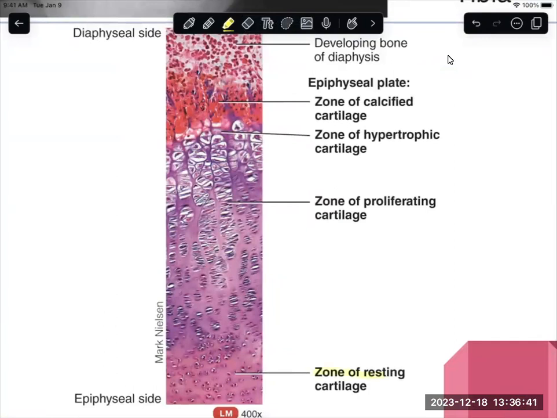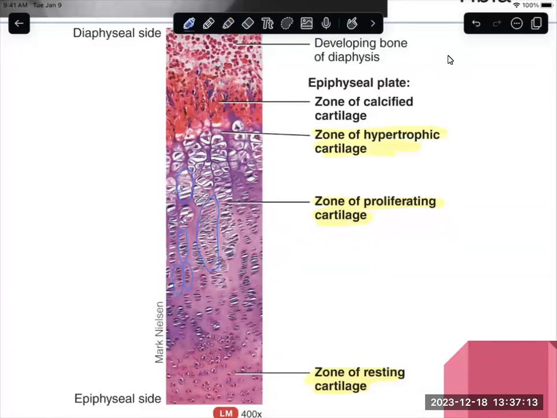That zone of resting cartilage. So these cells aren't dividing. They're not working. They're not doing anything at this point. Zone of proliferating cartilage. We mentioned those chondrocytes kind of look like a stack of coins. They kind of do because they're dividing. They're working on growing that bone out.